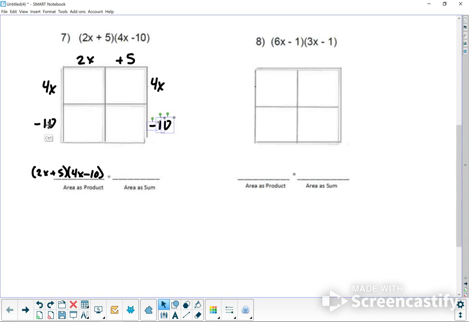Put these over here if you like, because they're exactly the same. When you think about it, it's exactly the same. And then this 2x plus 5, you can put it on the bottom if you like. And again, they're exactly the same, so it doesn't matter where you put them.